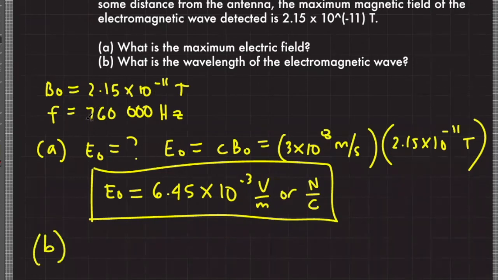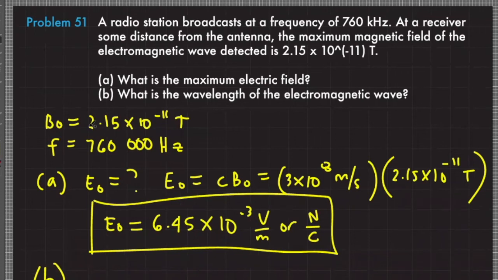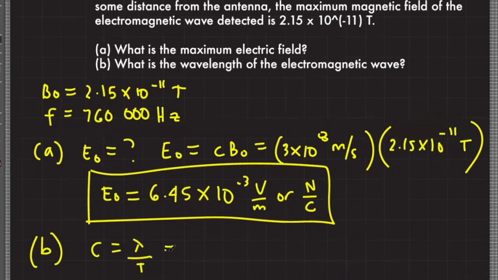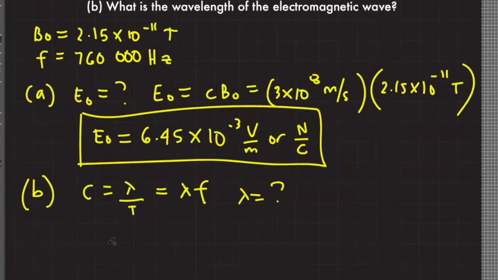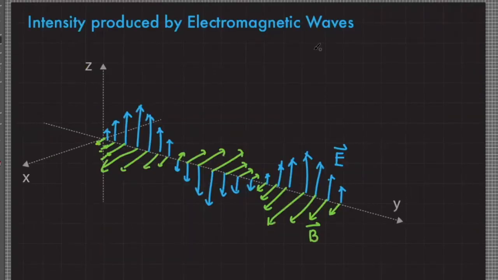We have a given frequency, and when an electromagnetic wave passes through air or through vacuum, we can assume that it has a speed of c. c is equal to wavelength over period, and the reciprocal of period is frequency. We can now calculate the wavelength. So wavelength is equal to c over f. Plugging in the values, I'll end up with lambda equals 394.74 meters.